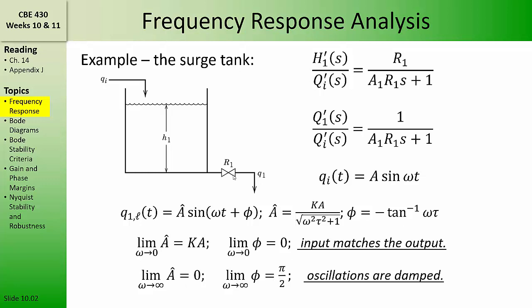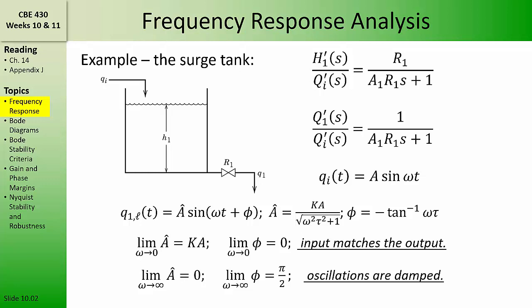That is, the oscillations in the outlet flow rate are 90 degrees out of phase with the oscillations of the input flow rate. In this case, we say that the oscillations are damped because their amplitude is smaller than the input amplitude, A.